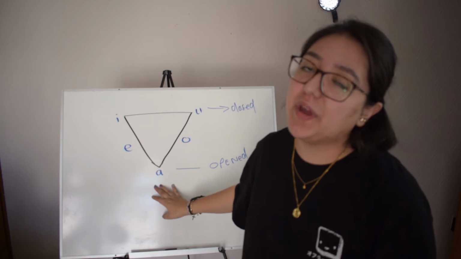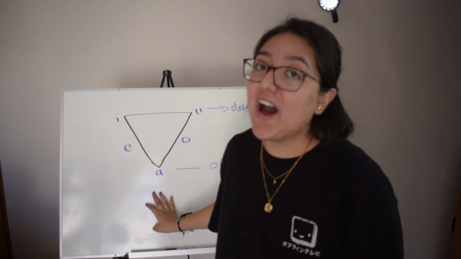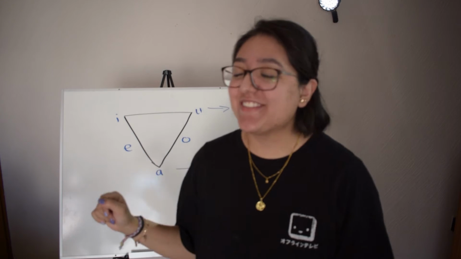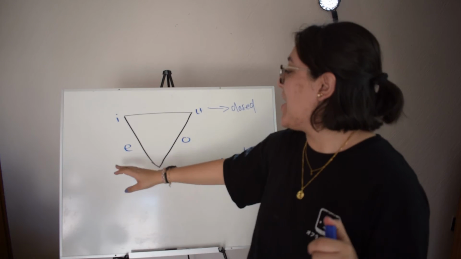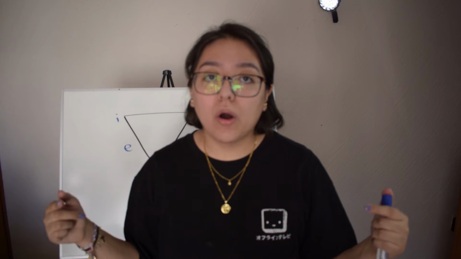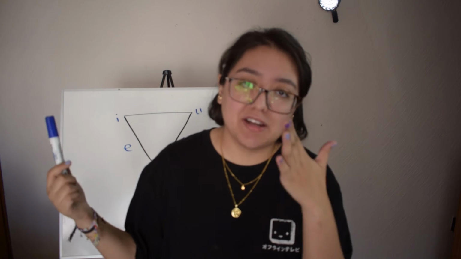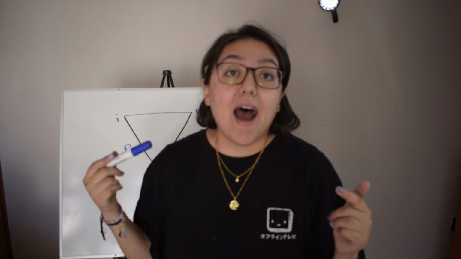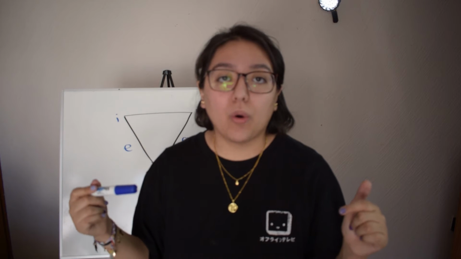Okay, so let's start with the letter A. A, my mouth is fully open. A, yeah. So now let's go with E and O. E, O. O. You see, O is not as open as A. Of course, I'm exaggerating, but yeah, it's kind of like that. That's the idea. A, E, O.